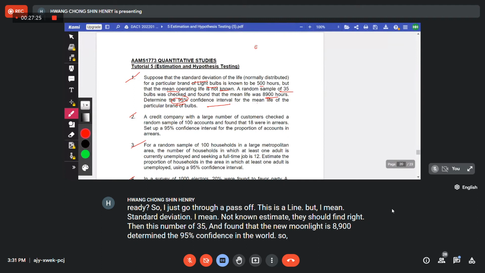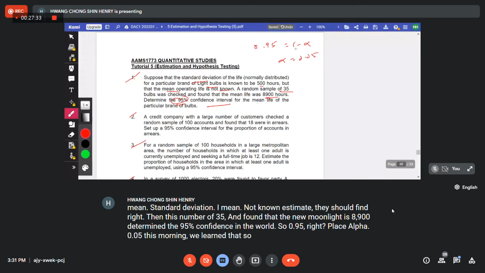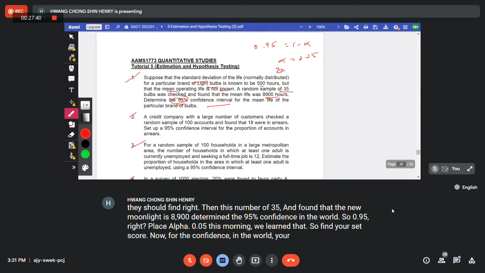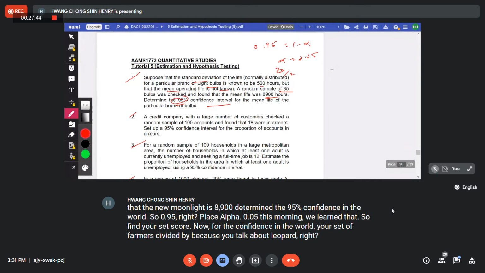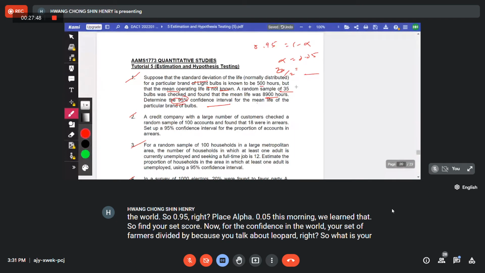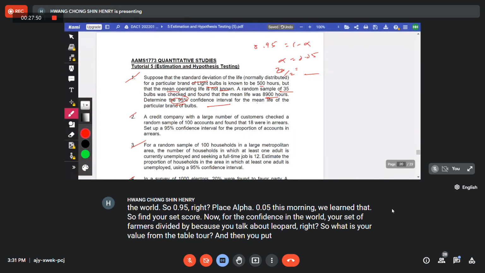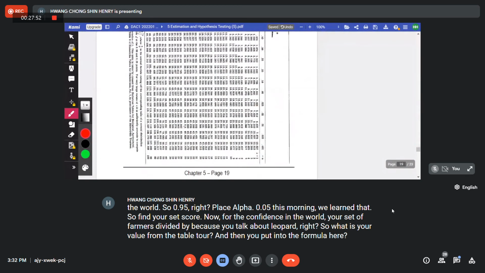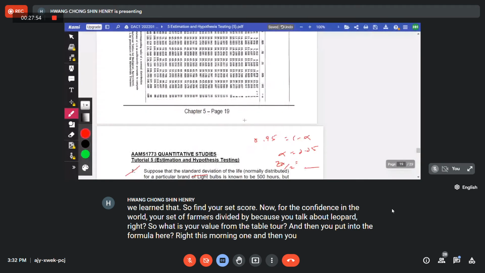So 0.95, right? What is the alpha? 0.05. This morning we learned that. So find your Z score. Now for the confidence interval, your Z alpha must divide by 2 because we talk about left and right, lower and upper boundary. So what is your value from the table 2? And then you put into the formula here, like this morning one, and then you get the answer.